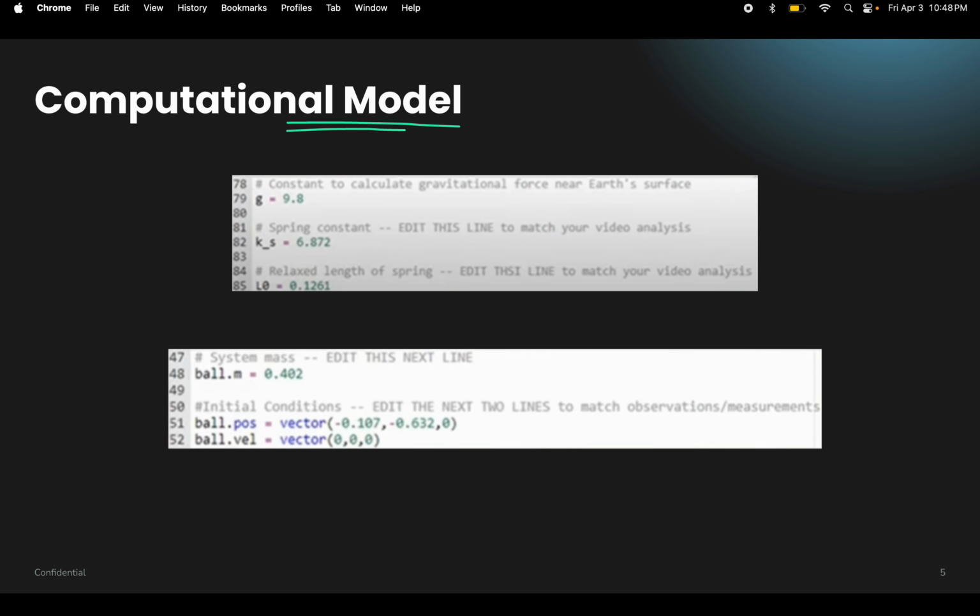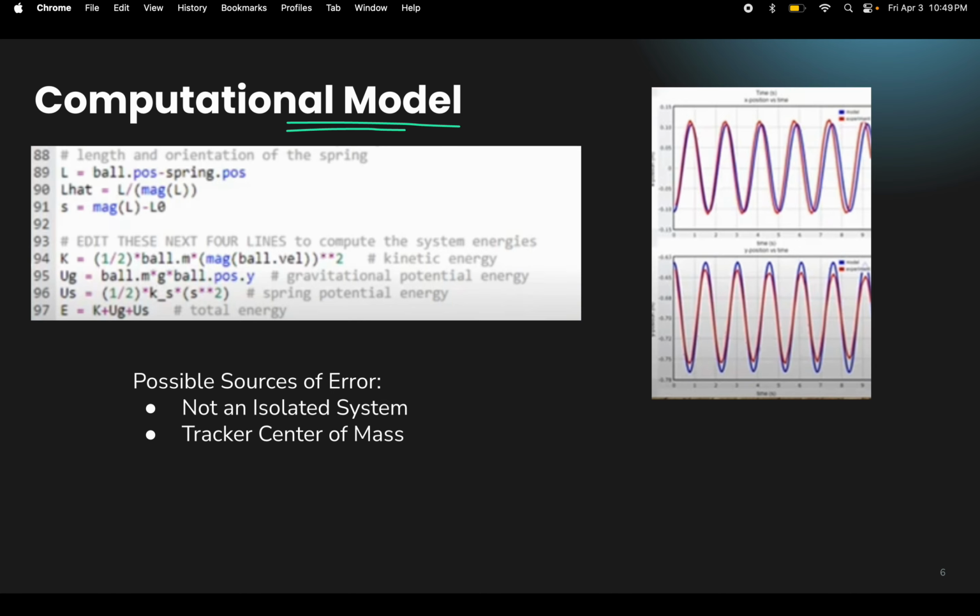As the system oscillates, energy is continuously transferred between these two forms. For example, when the mass moves fastest, kinetic energy is at its maximum, and when the spring is most stretched, potential energy is at its maximum. By graphing these energies over time, we can clearly see this exchange happening, which helps us better understand the system's behavior.